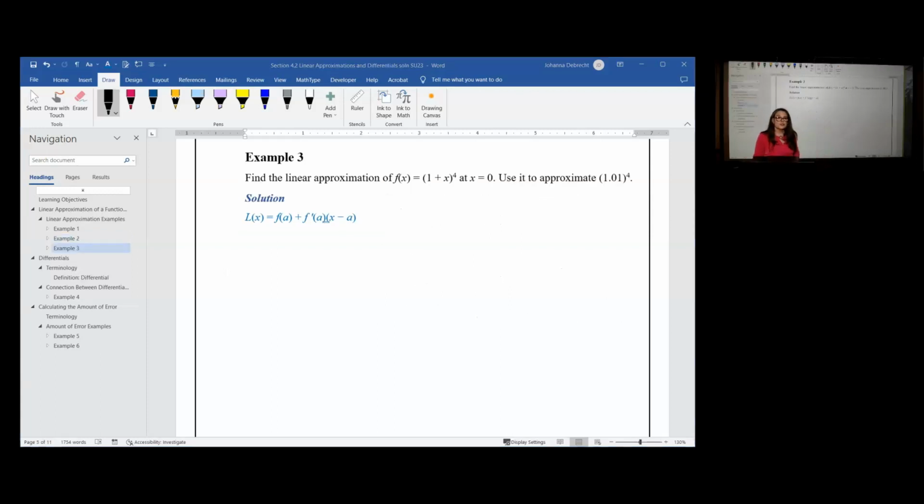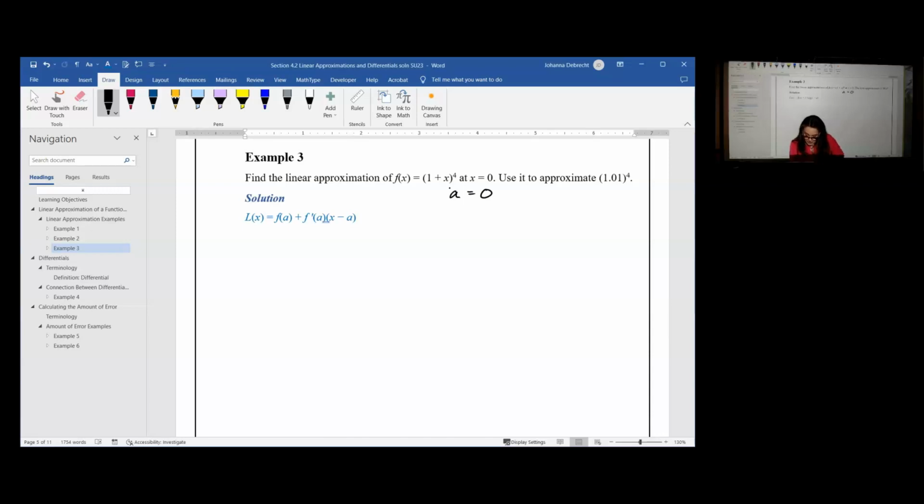We can also use the linear approximation to estimate values that are raised to higher powers. Yes, we could multiply it out 4 times, but that's a lot of work. In this case, we want to approximate the function (1 plus x) raised to the 4th power, near x equals 0. We're going to use this to approximate the value of 1.01 raised to the 4th power. In this case, our a is equal to 0.